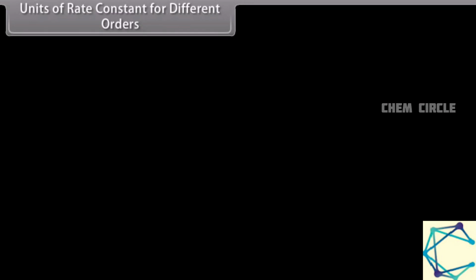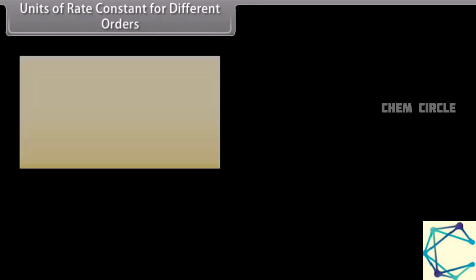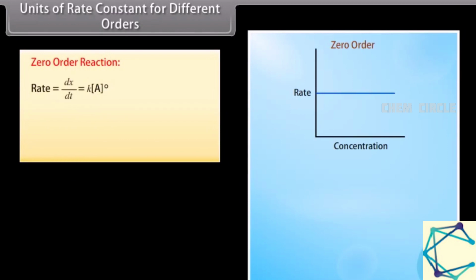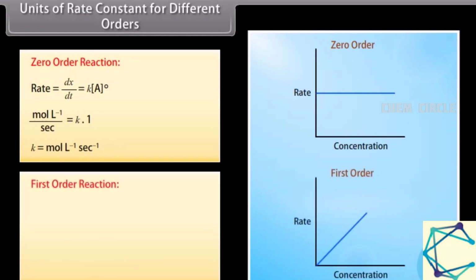Units of rate constant for different orders. Zero-order reaction. Rate is equal to dx by dt, which is equal to K times [A] raised to the power 0. Thus, units of rate constant for a zero-order reaction are mole per liter per second. First-order reaction. Rate is equal to dx by dt, which is equal to K times [A]. Thus, the unit of rate constant for a first-order reaction is per second.